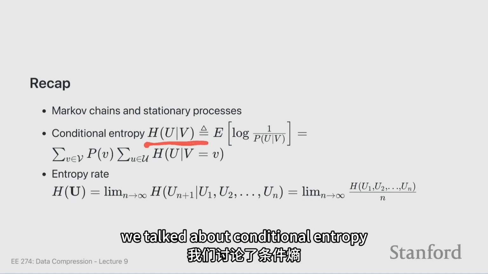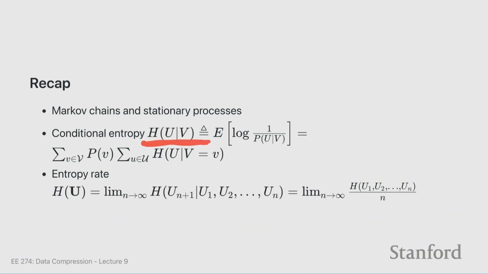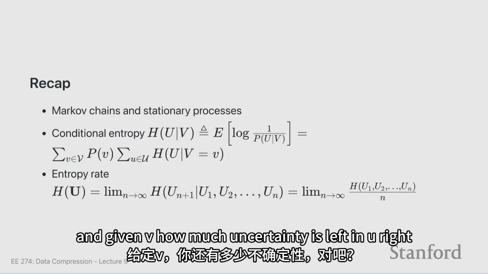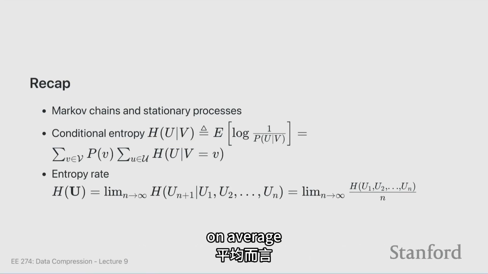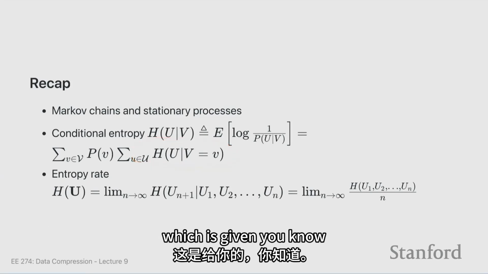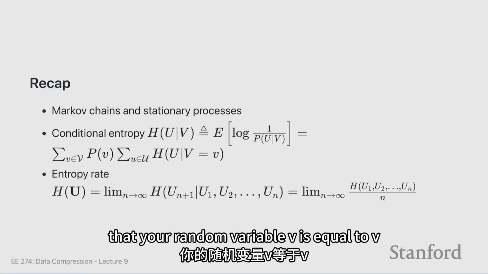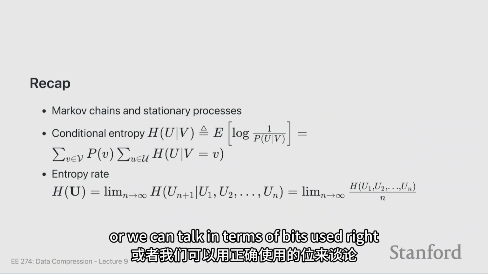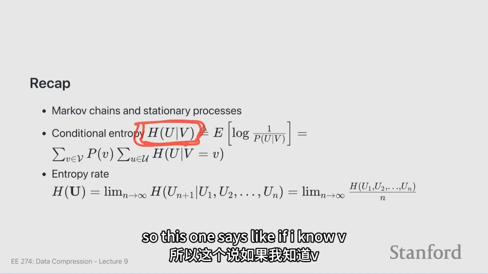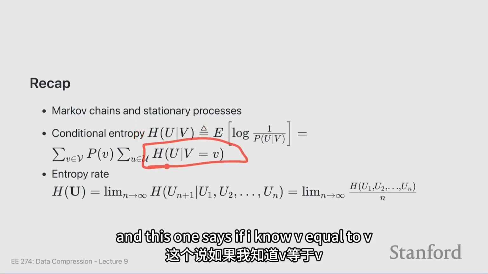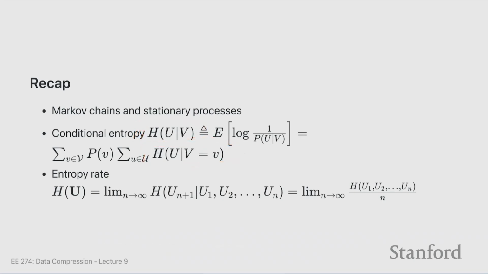We talked about conditional entropy, which answers the question: given you have two random variables u and v, and given v, how much uncertainty is left in u, on average. And then we talked about this specific one, u given v equal to v, which is: given you know that your random variable v is equal to v, how much uncertainty is left in u. Or you can talk in terms of bits used. So this one says if I know v, how many bits do I need to compress u? And this one says if I know v equal to v, then how many bits do I need to compress u?